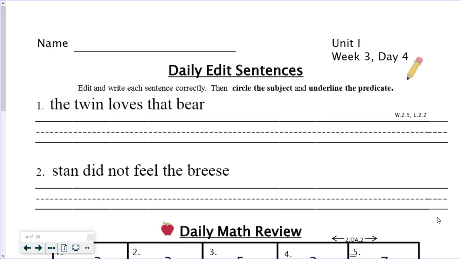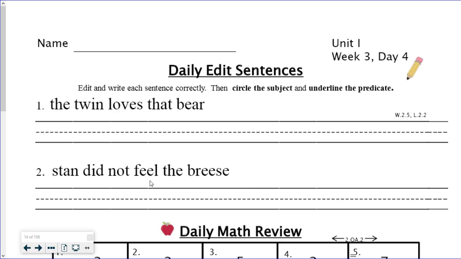Okay, boys and girls, we are here on Unit 1, Week 3, Day 4, and our daily edit sentences. So today we're going to edit and write each sentence correctly, then circle the subject and underline the predicate. Remember, the subject is who or what is doing something in a sentence, and the predicate is what the who or what is doing. So number 1, the twin loves that bear. Fix it up. Number 2, Stan did not feel the breeze. Fix it up.